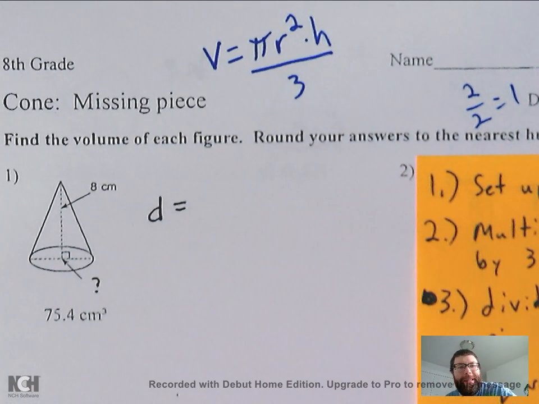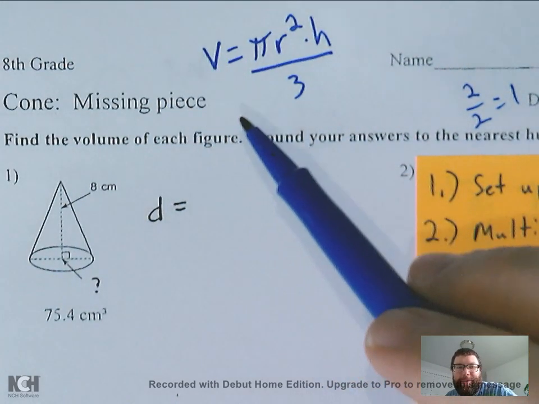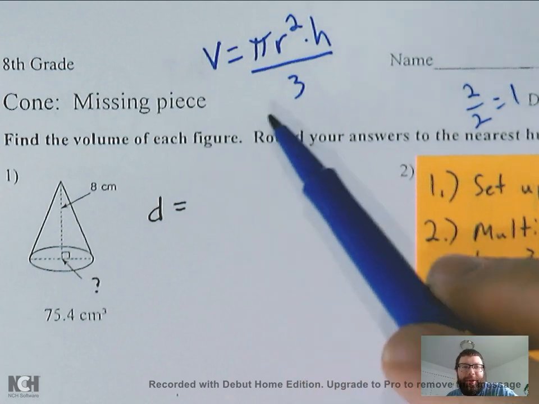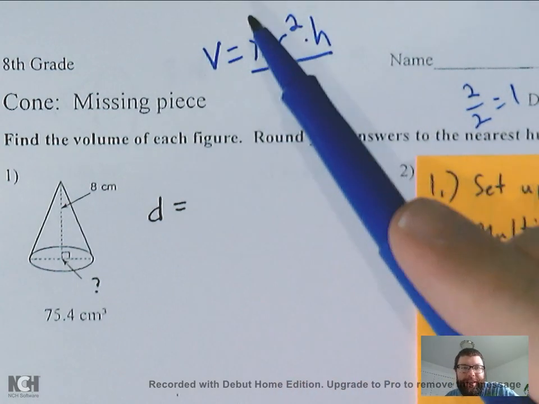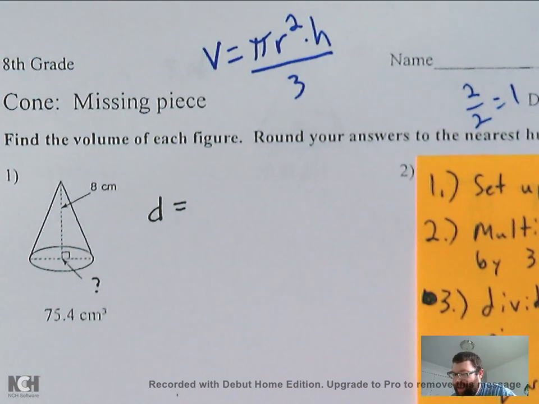Anyway, so it's going to be pretty similar today as far as what we did yesterday. Again, just a reminder, the formula for finding the volume of a cone is basically the formula for a cylinder divided by 3. And then solving for the radius or the diameter of a cone.